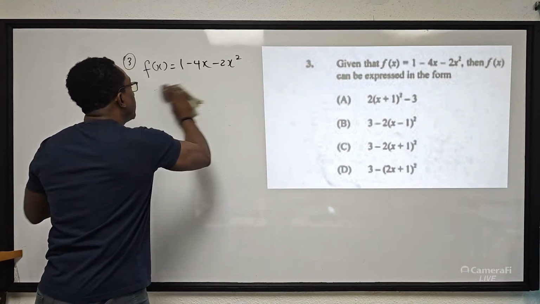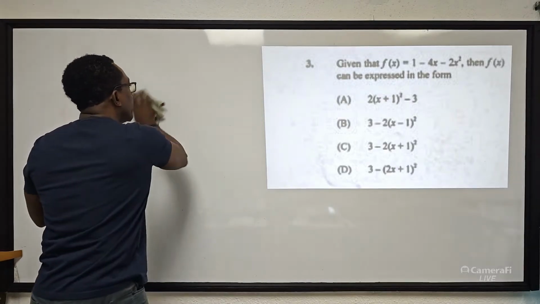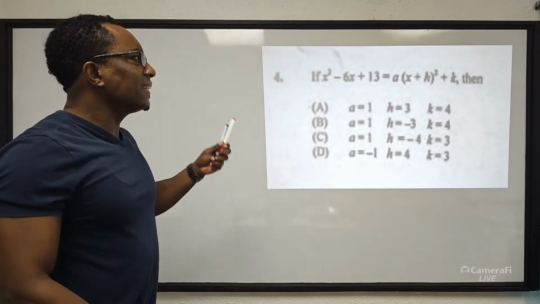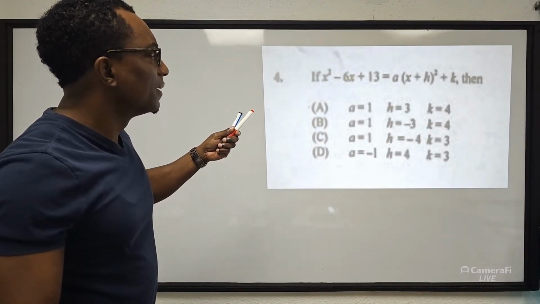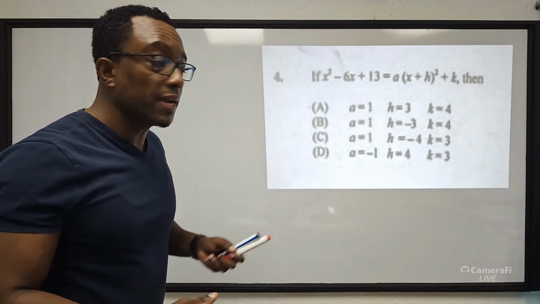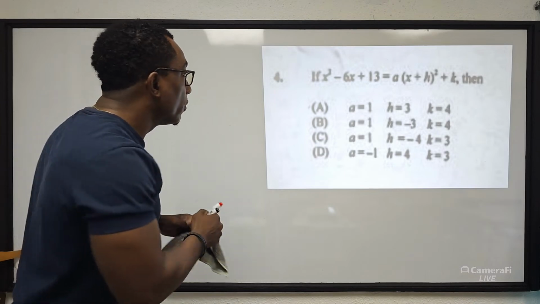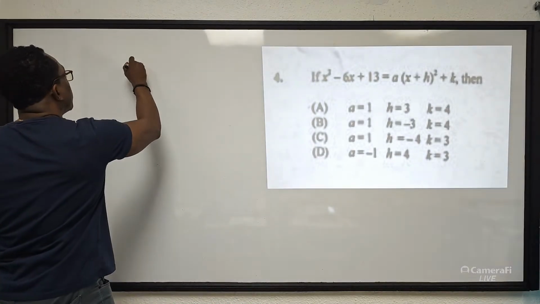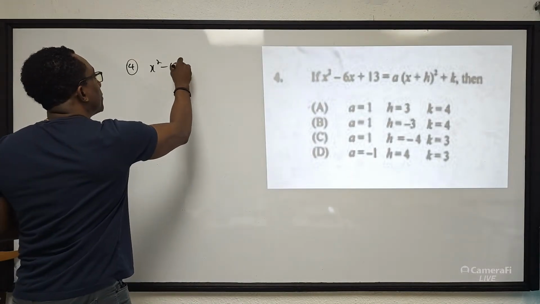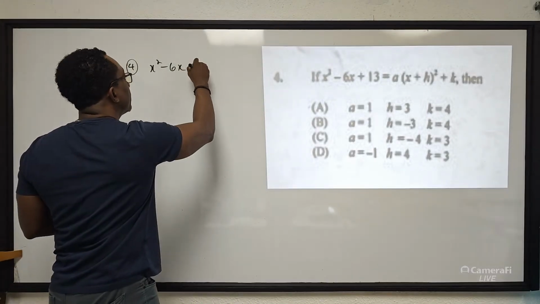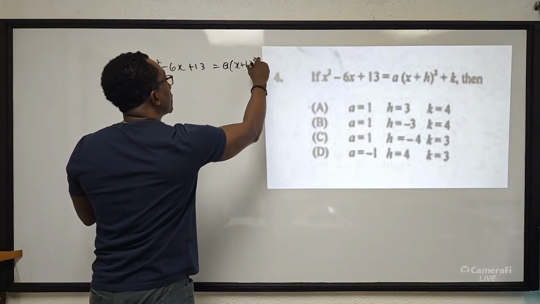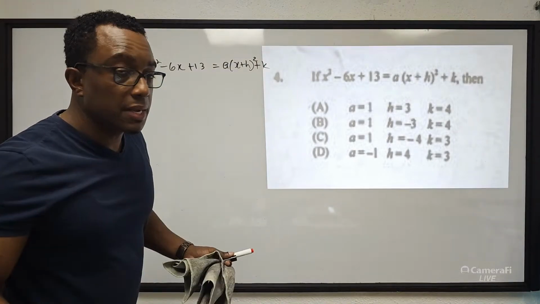So question 4, let's see what we have for question 4. Right, so I think we would have done this question last night in 2022 as well. Again, completing the square, like what we just did for question 3. So we have x squared minus 6x plus 13, and we want that to be expressed in the form a(x plus h) all squared plus k. So again, the same process.